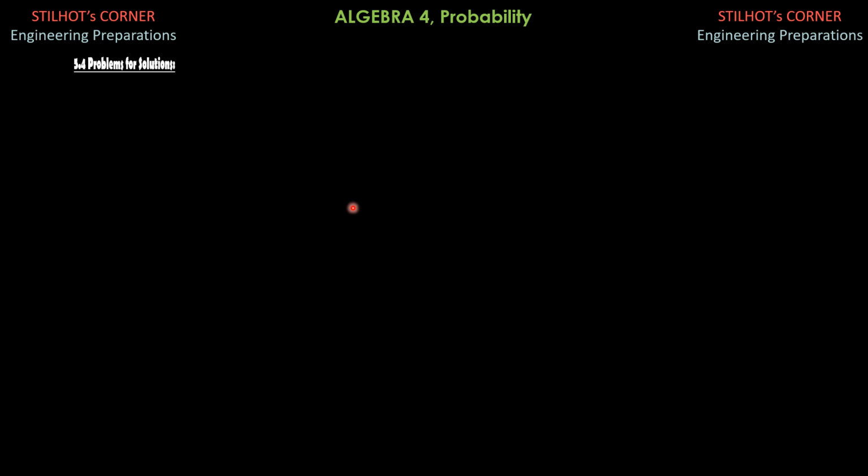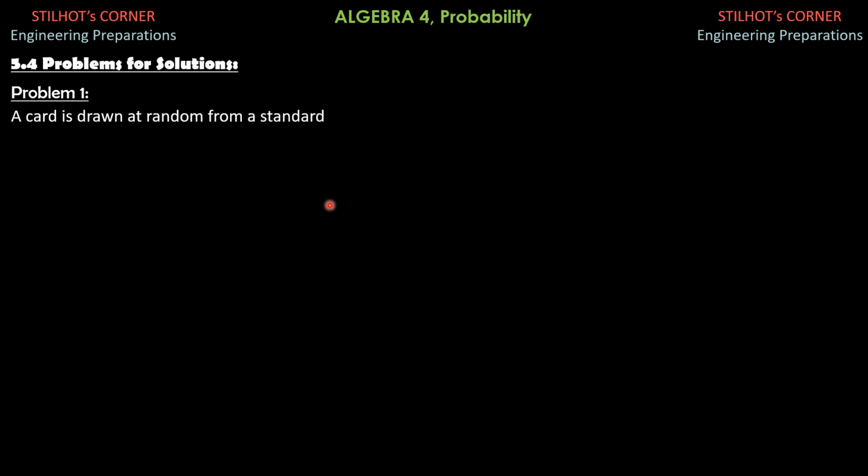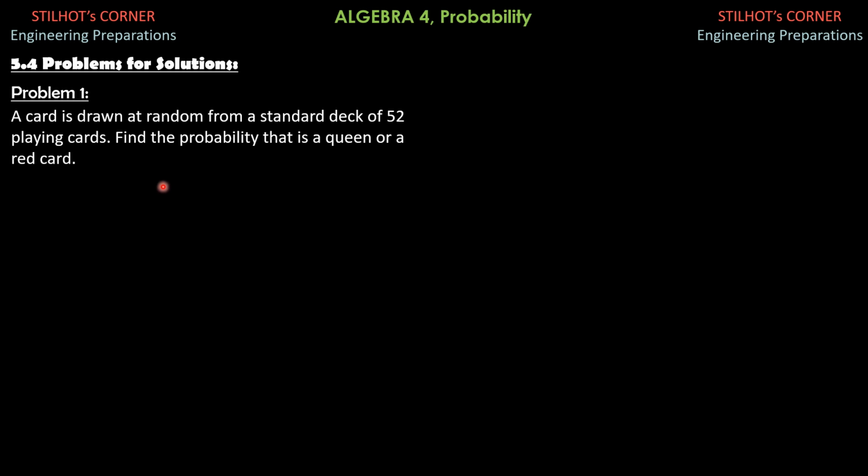So here we go. First problem: a card is drawn at random from a standard deck of 52 playing cards. Find the probability that it is a queen or a red card. So this is probability with common outcomes, and the outcome is when the card drawn is a queen and a red card.